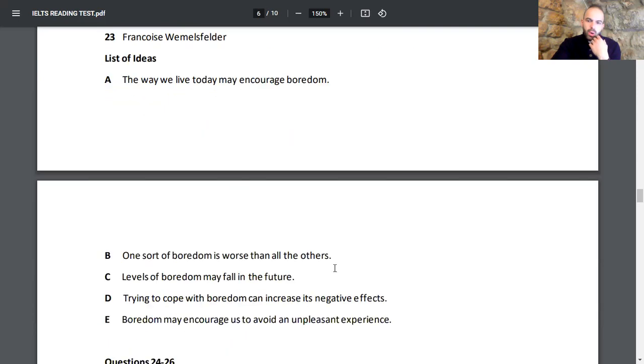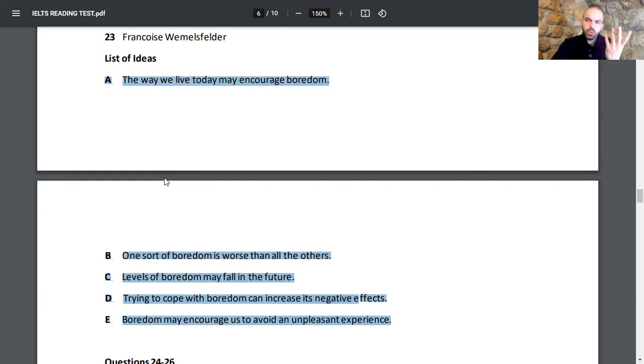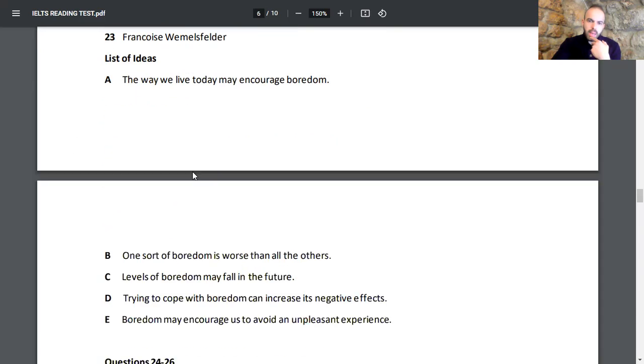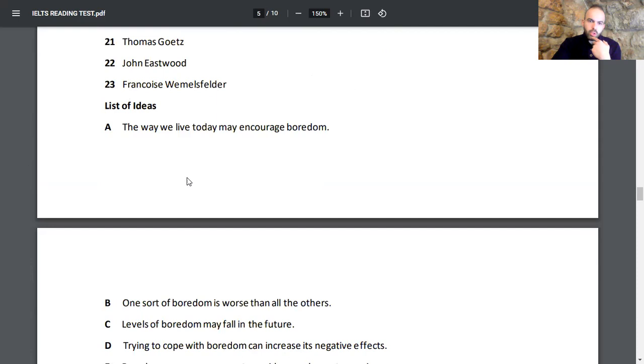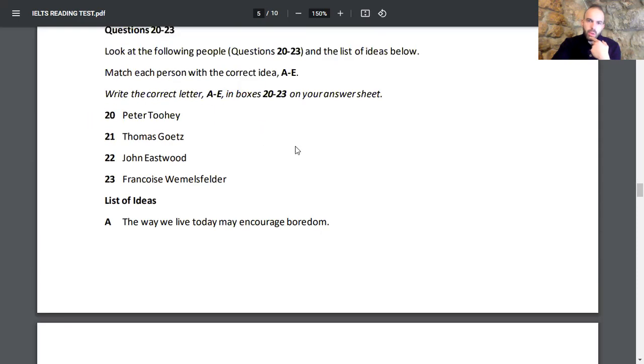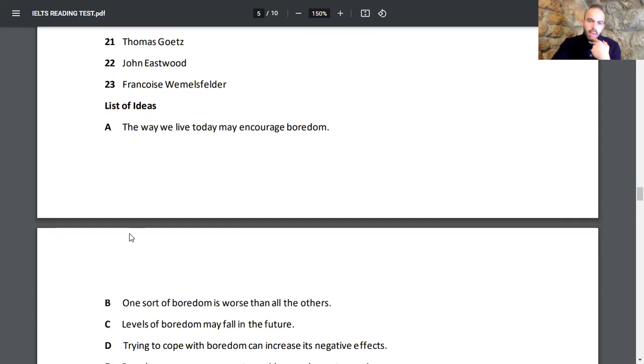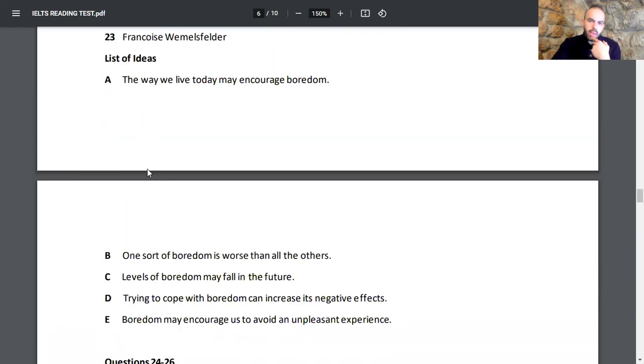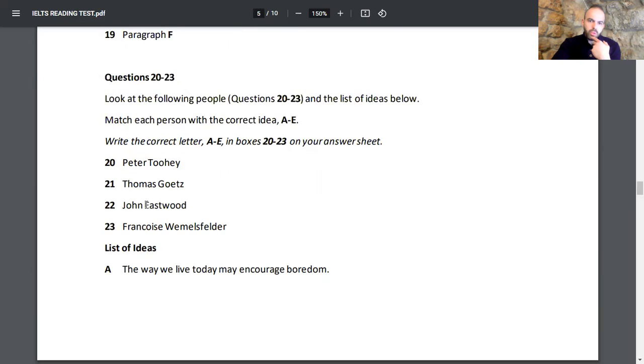So what you have to do now is you need to read all the ideas very well, underline the keywords, and try to understand the overall meaning of every single idea. And then what you have to do is go to the text and try to find out what every single person has said. So you need to match every single idea with the right person. So A, B, C, D, E, and 1, 2, 3, 4.